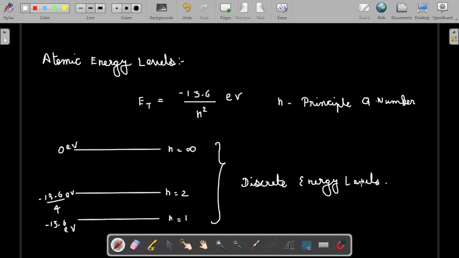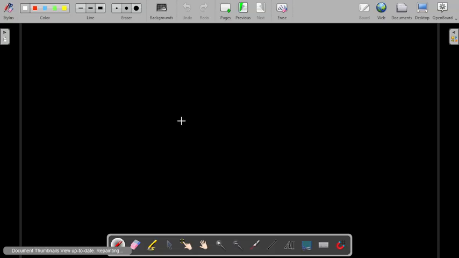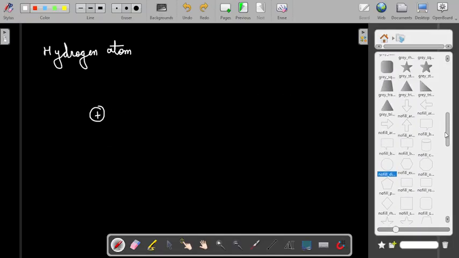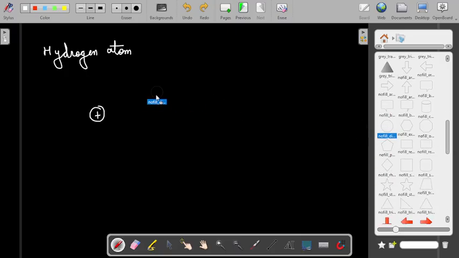So what will happen if two atoms come into interaction? How will these energy levels split, or how would they react? Let's see that. Let's take the simple hydrogen atom. We know that there is only one electron, present at n is equal to 1. So the electron is present in this level.